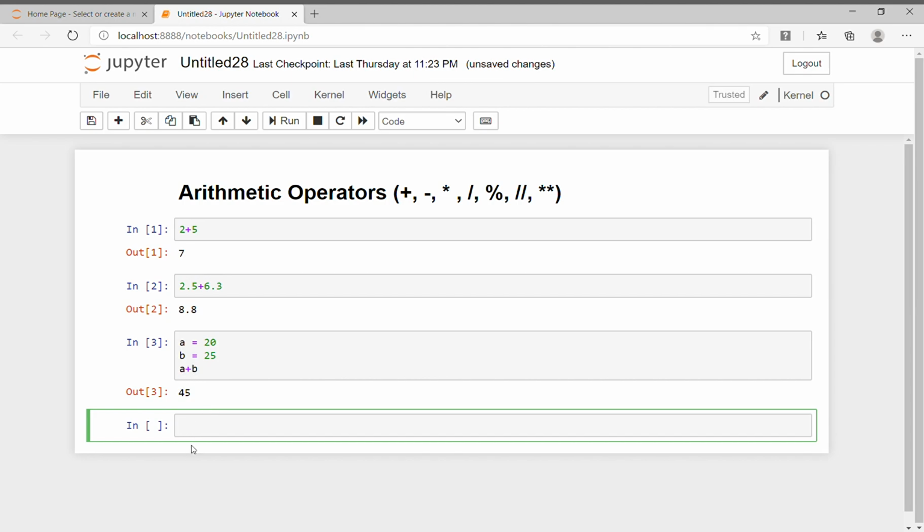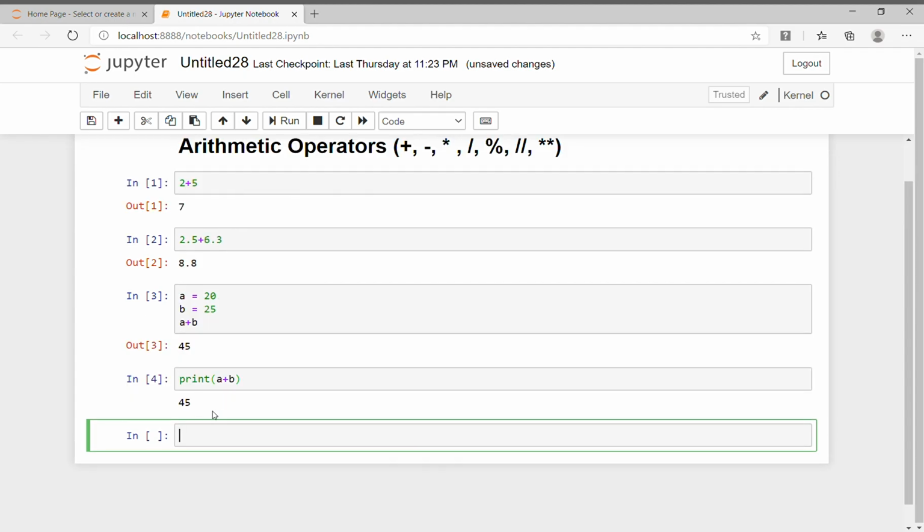We can also do it with the help of the print function, which is a predefined function already defined in Python's library, and we need not declare or define it again and again as we have already learned about it so much. So inside print we need to type both these operands with the addition, and we will be getting 45. So this was the addition operator.